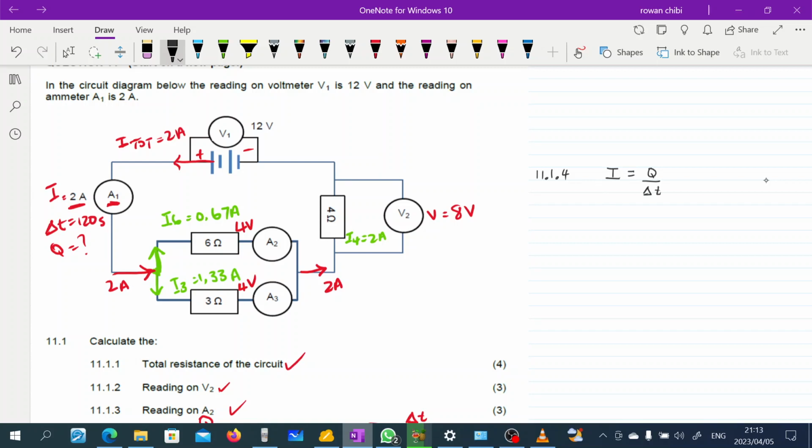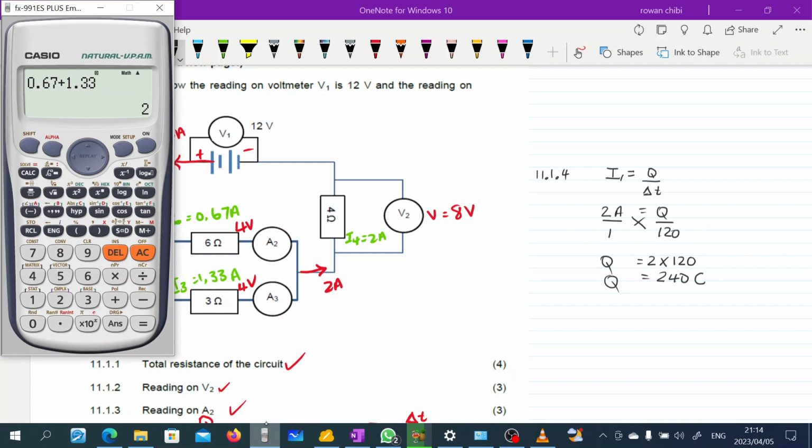That's what we said on the first video. So we want the charge now on ammeter A1. We said the current is 2. We want the charge, the time is 120. And the time is in seconds. The time has always been seconds. This 2 is over 1. So we cross multiply. Q times 1, Q. 2 times 120, that is 240. The charge is in coulombs.